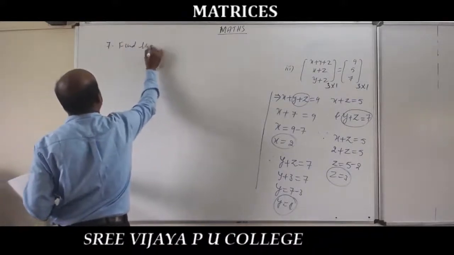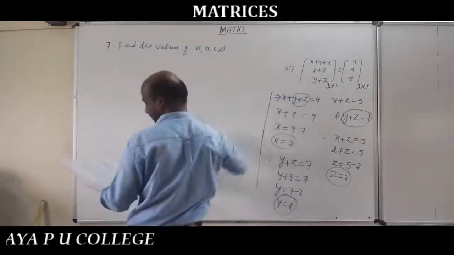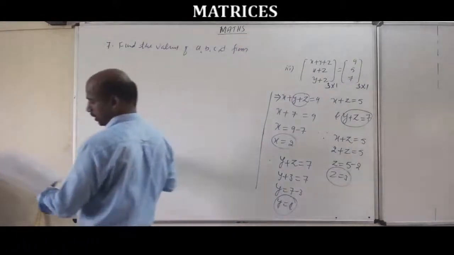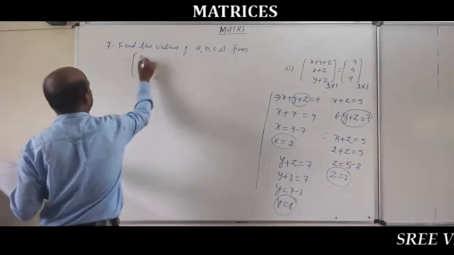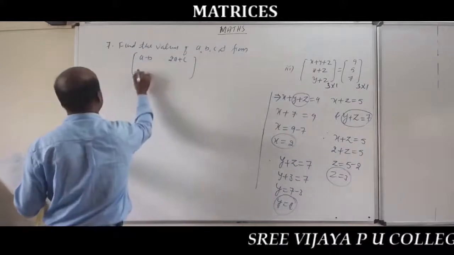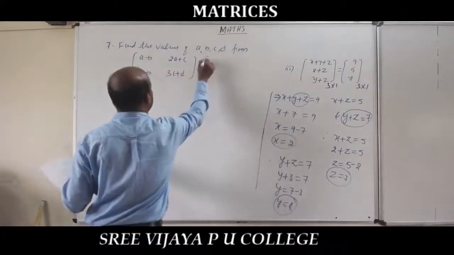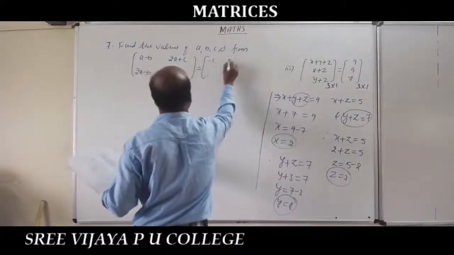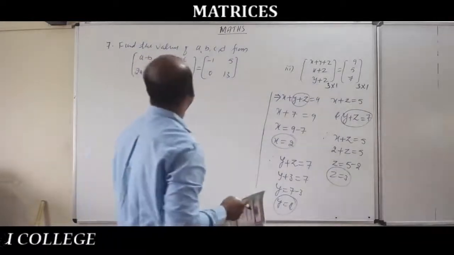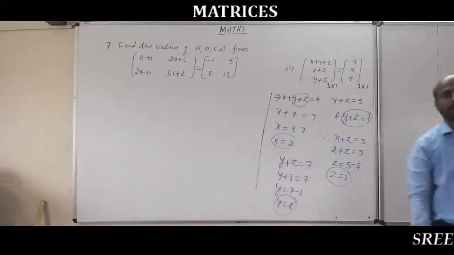Find the values of A, B, C, D from the following equation. It is given that A minus B, 2A plus C, 2A minus B, 3C plus D is equal to minus 1, 5, 0, 13. So we have to find the values of A, B, C and D.